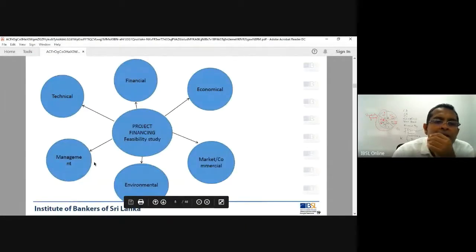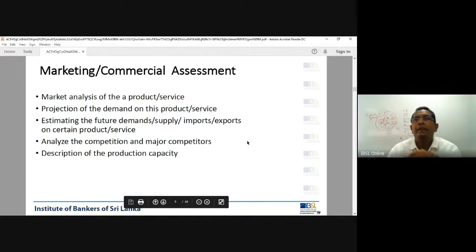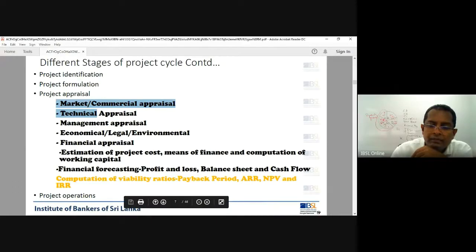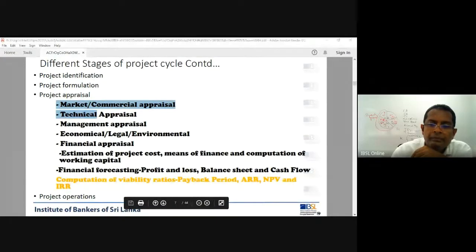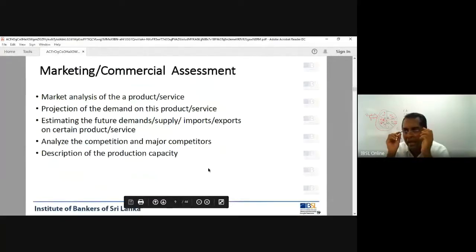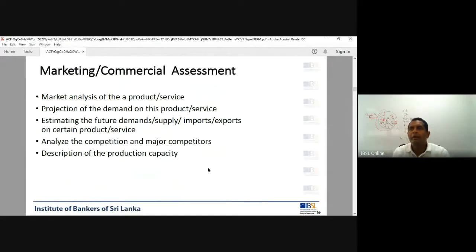This is the graphical formulation of that, the same thing. Then we come to the first topic, market appraisal. In any project, market appraisal is the key. We can't do any project without knowing the market.